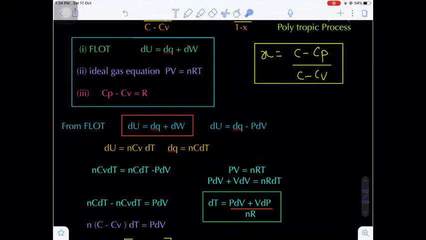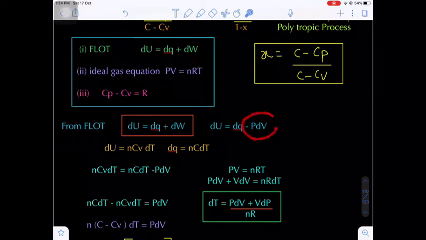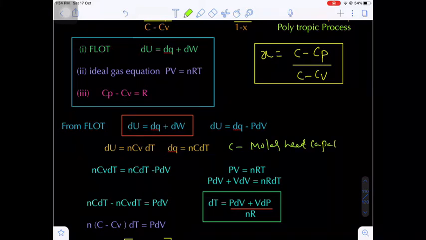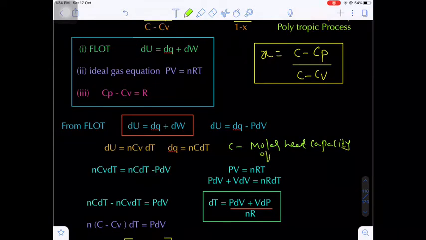Now from the first law of thermodynamics, dU is equal to dQ plus dW, where dW is nothing but minus P dV. Now what is dU? The change in internal energy will be equal to n into Cv into dT. And what will be dQ? That will be equal to n into C into dT, where C is called the molar heat capacity of the polytropic process.